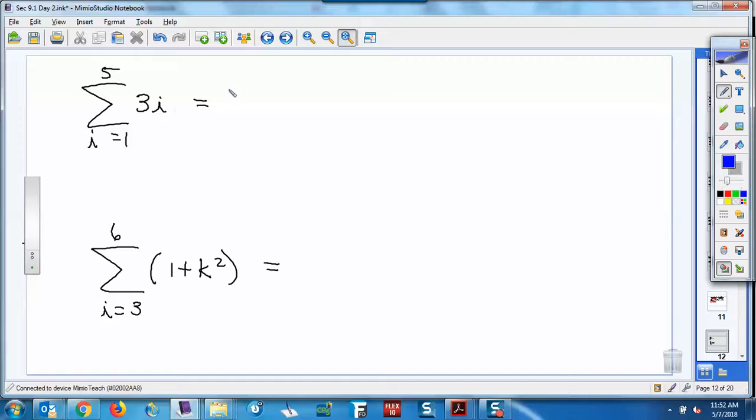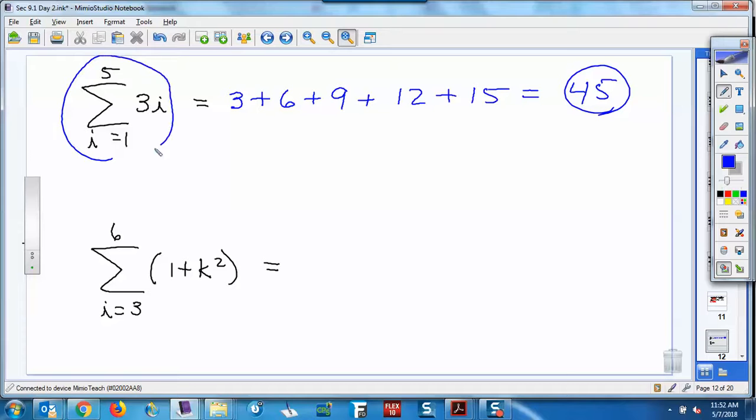So what's that mean? It means you put a 1 in for I, so that's 3, plus, then you put a 2 in for I, and that is 6, plus 9, put a 3 in for I, plus 4 in for I is 12, plus 5 in for I is 15. There's the sum expanded out, and now add those up. 9, 18, 30, 45. So the answer to this is 45. A sigma represents a sum.